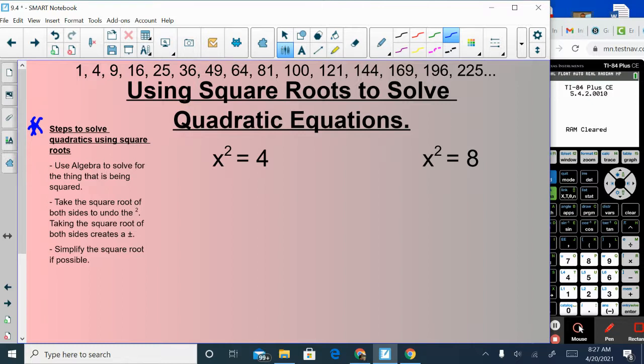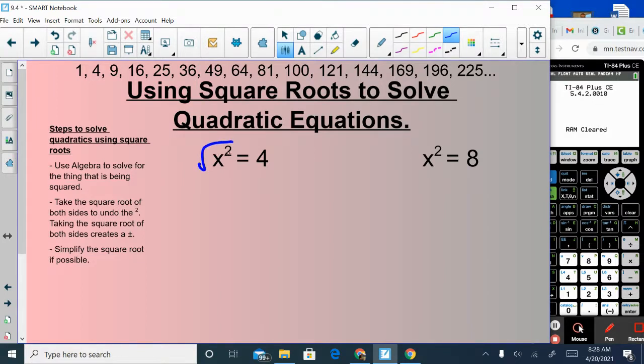If we are solving quadratic equations using square roots, which is the topic for today, we're going to talk more about what that means as we dive into this topic. What we're going to do is first use algebra to solve for the thing that is being squared. In all of the problems today, the thing that is being squared is going to be an x. In future topics, it's going to be more complicated than that. So solve for the thing that is being squared. In this case, solve for the x squared. Once you have x squared by itself, take the square root of both sides to get rid of that squared.